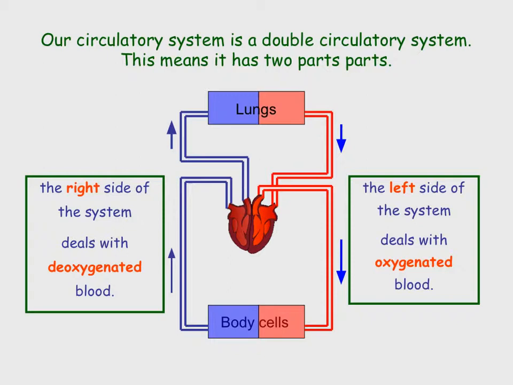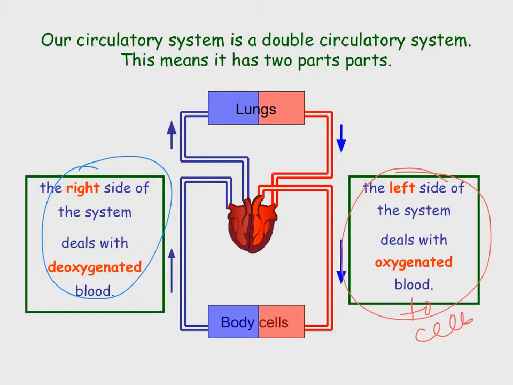So this is showing you a little bit more simplified the left and the right side of the heart. And as I said, the right side of the heart deals mostly with deoxygenated blood. There is one exception that we'll talk about. And the left side of the heart deals with oxygenated blood, and its job is to deliver the oxygenated blood to the cells. And the right side of the heart's job is to deliver the deoxygenated blood to the lungs. And in the lungs, of course, is where the blood becomes oxygenated and the CO2 leaves.